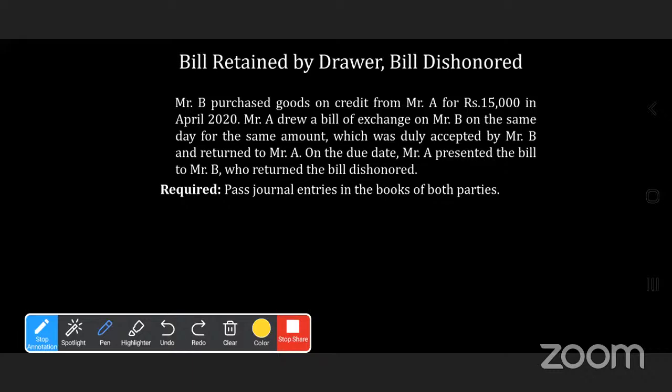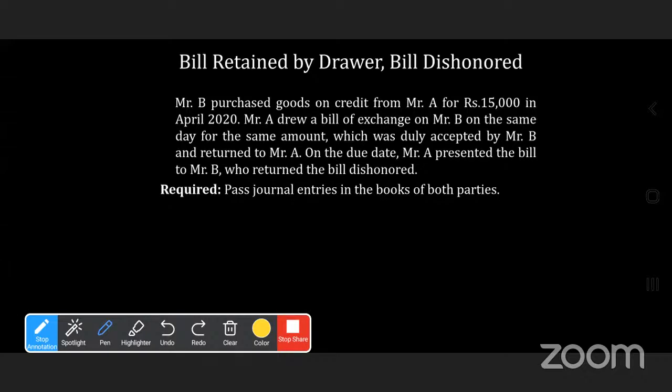As it is a credit transaction, he drew a bill of exchange on Mr. B for the same amount. Same amount means how much? 15,000. Which was duly accepted by B and returned to Mr. A. Here I did not mention how many months, so let us take it as a 3 months bill.